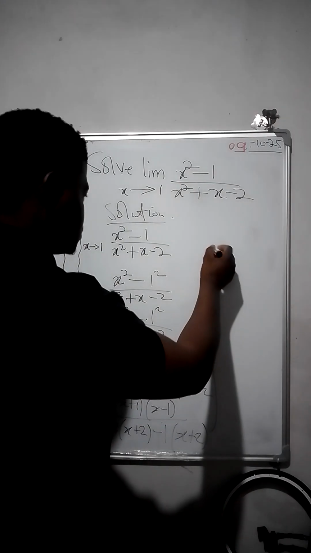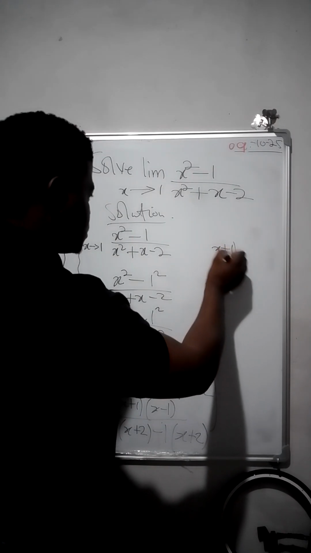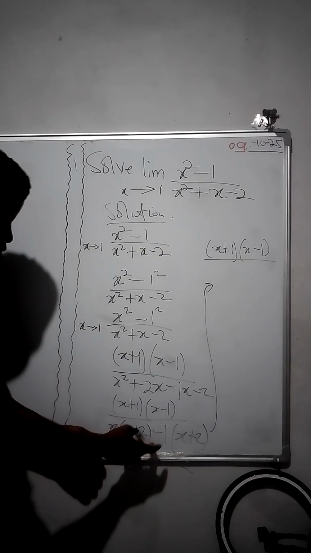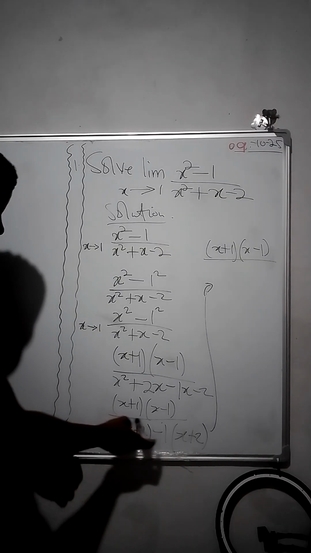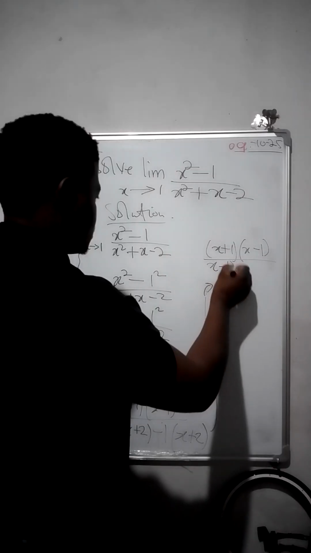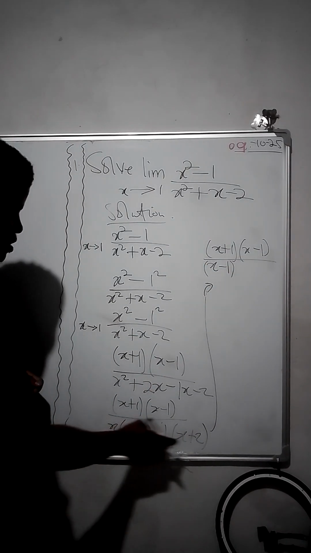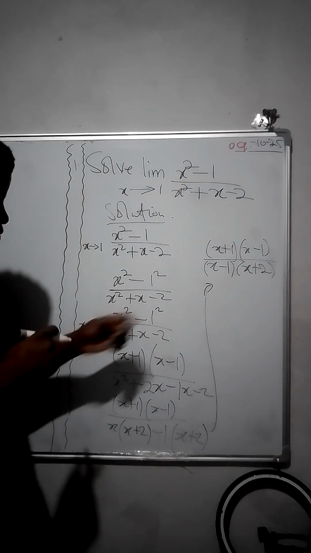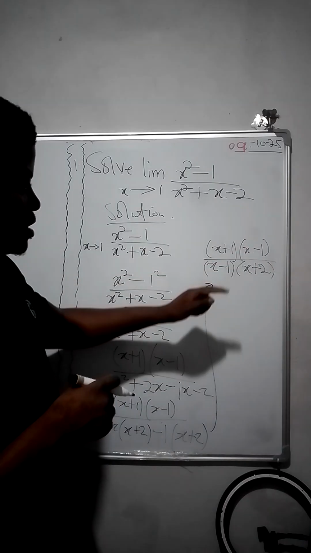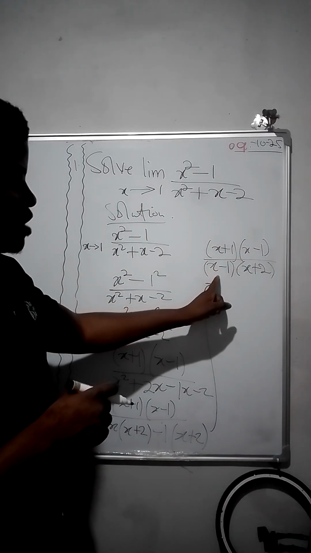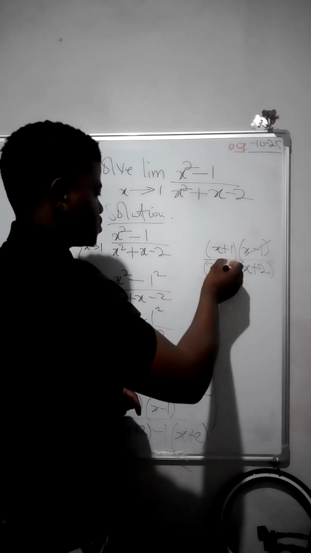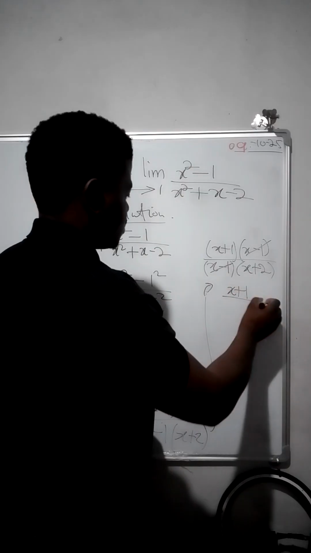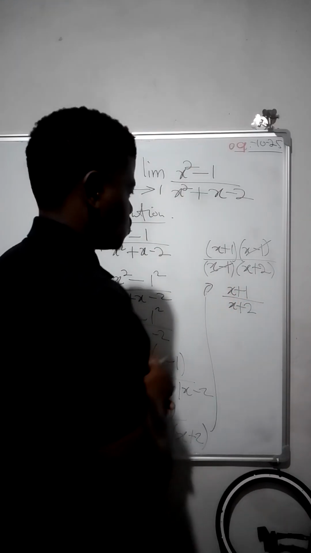We write the numerator as x plus 1 times x minus 1, divided by, now here we pick the ones outside, x and negative 1, so we have x minus 1, and then one of the brackets, which is x plus 2. Now on the numerator there is x minus 1, and under the denominator there is also x minus 1, so these two can cancel. You are going to remain with x plus 1 divided by x plus 2.